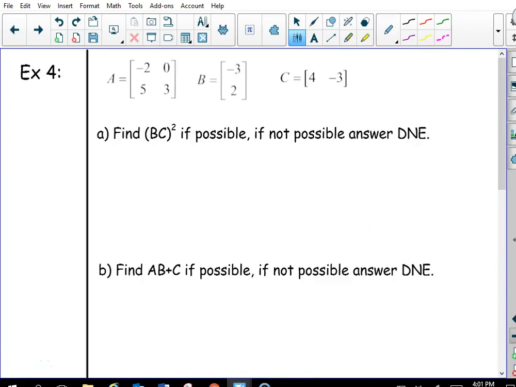We're doing more multiplication, basically. And they're asking us to find B times C squared, if possible. So what we're going to do is multiply B times C and then multiply that by itself. Again, multiply B times C. This is column by row, and column by row.